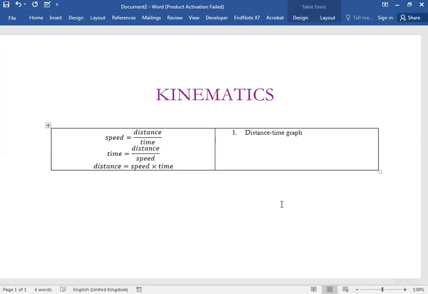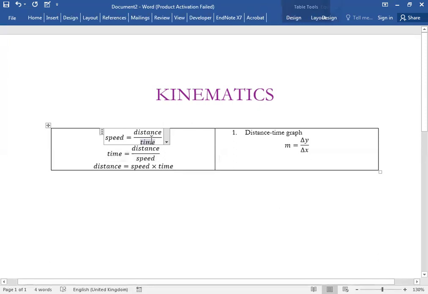When do you need this graph? You need it to show how the distance varies with time. How do you find the gradient of any graph? y2 minus y1, which I can say is change in y divided by change in x. What about this particular graph? What is the quantity on the y-axis? Distance है. So what is change in distance upon change in time? Speed.